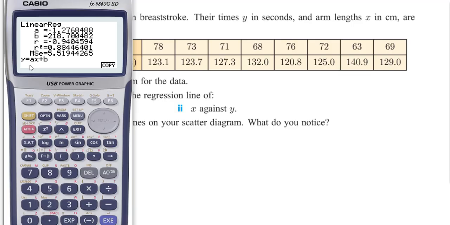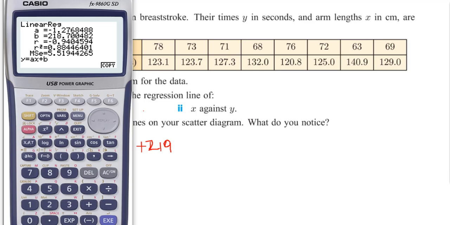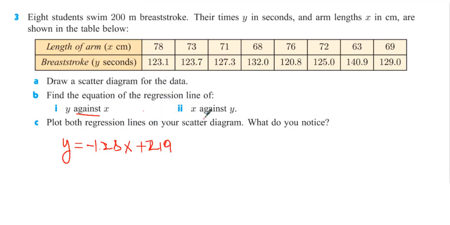What is it? Approximately y equals minus 1.28x plus 219. As we can see, we did input the data correctly. Now they ask us for x against y.